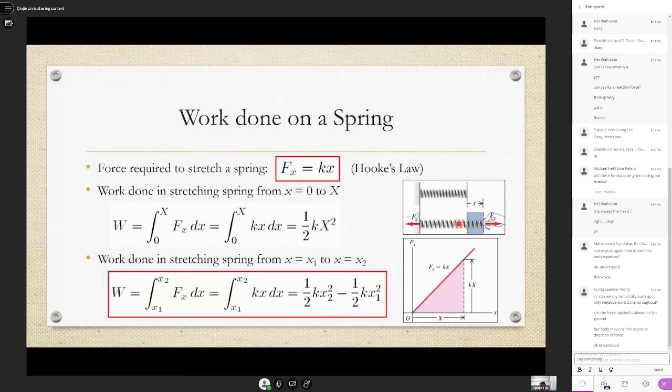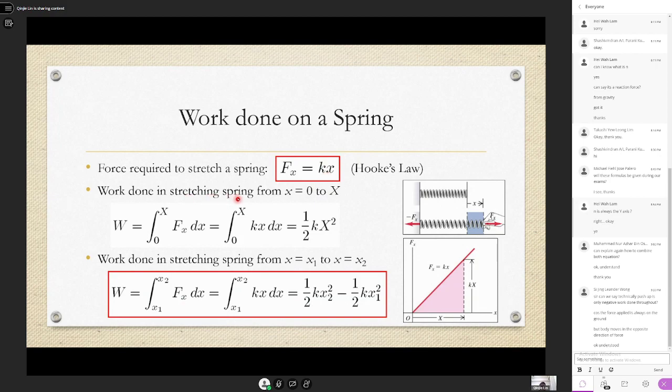Now we come to work done on a spring. Force required to stretch a spring. This is our Hooke's law: F equals kx, for a spring. Means you have a spring like this. If a spring at the equilibrium position is like this, in order to stretch the spring by x amount, you need to apply this F. So this is what this equation is talking about. F equals kx, and k is just a spring constant. So it depends on the design of the spring. If k is very high, it means the spring is very hard to pull or push on. So k is just a constant.